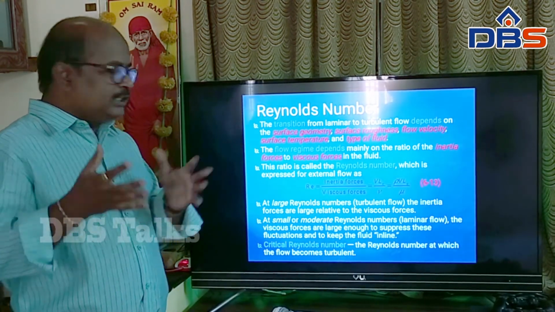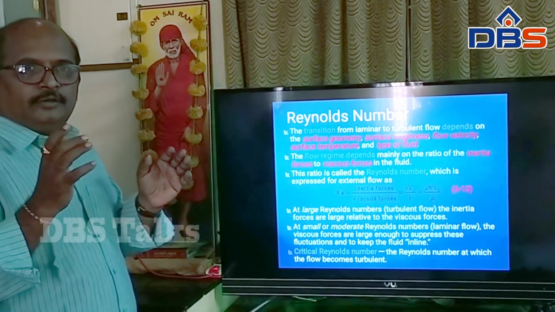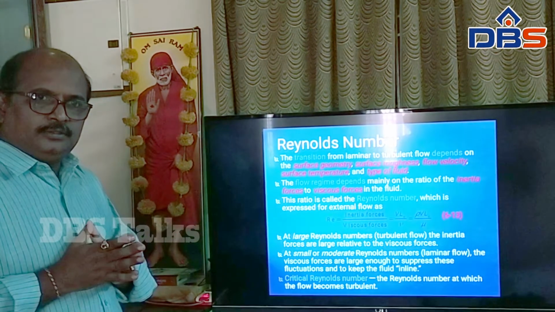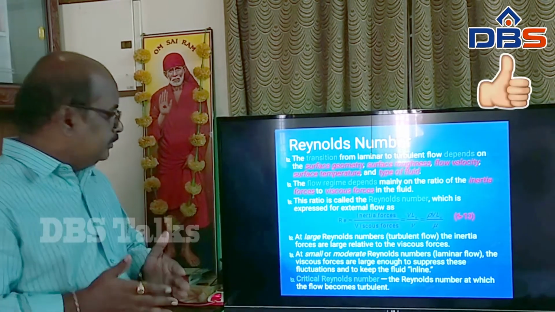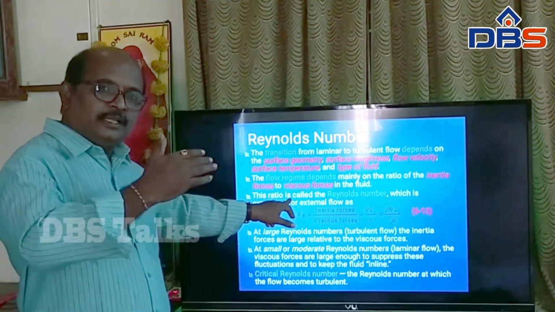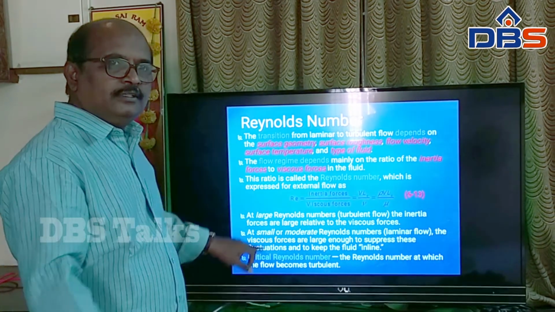In most convective heat transfer problems, the first thing to do is identify whether the flow is laminar or turbulent. To identify that, we should calculate the Reynolds number. Based on the calculation of the Reynolds number, we can go further to calculate the convective heat transfer.